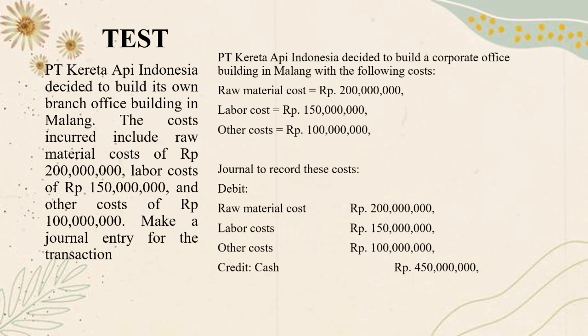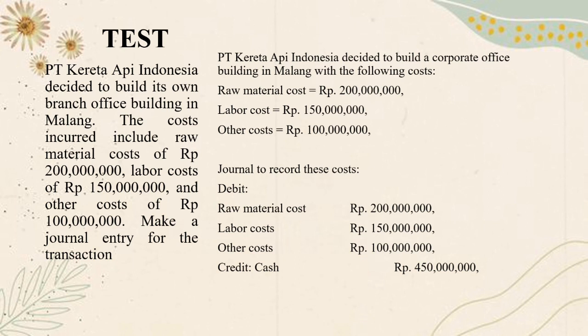Okay, and the last question is, PT Kereta Api Indonesia decided to build its own branch office building in Malang. The costs incurred include raw material cost of 200 million and labor cost of 150 million and other costs of 100 million. Make a journal entry for the transactions.